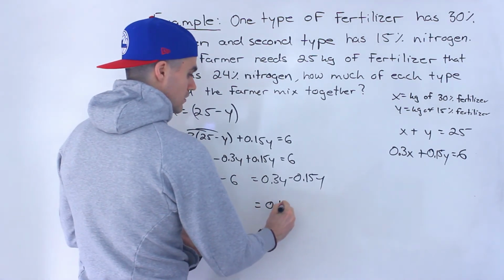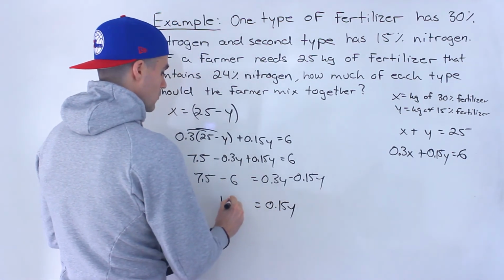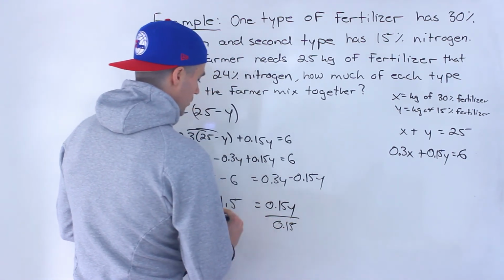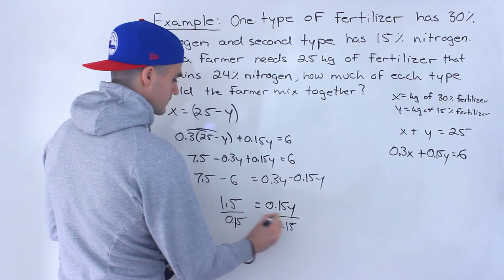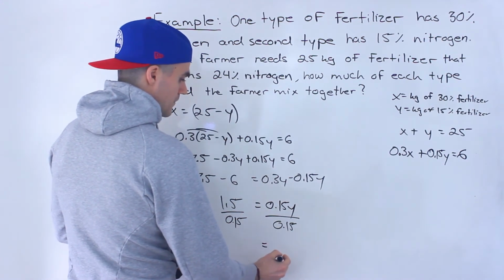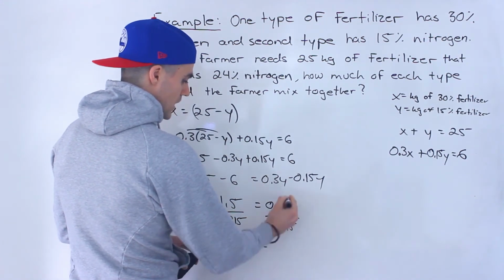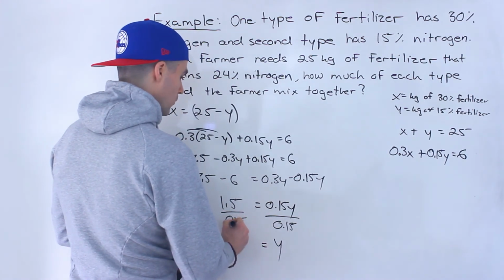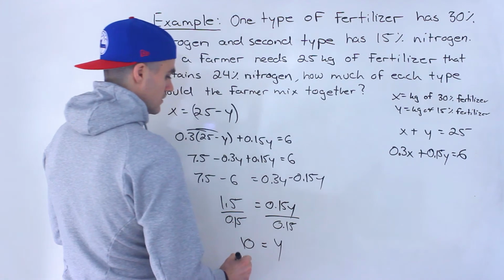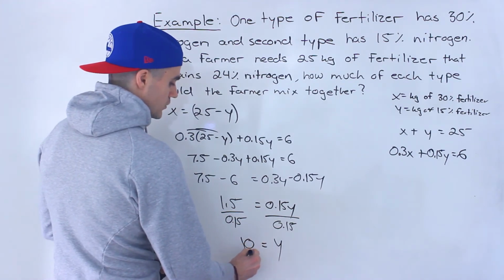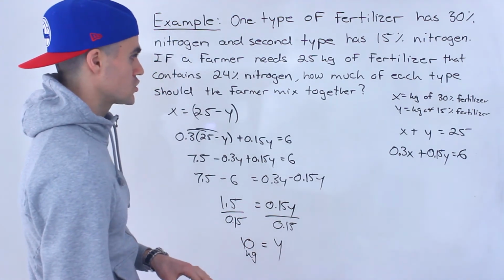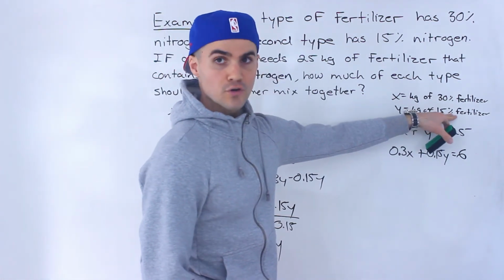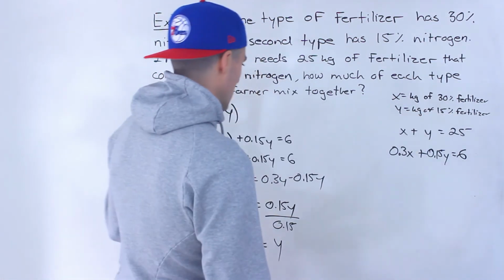Here, we would get 0.15y. This would be 1.5 divided by 0.15 to isolate for the y. And 1.5 divided by 0.15 would give us 10. So 10 kilograms is how much of the 15% fertilizer we're going to use.